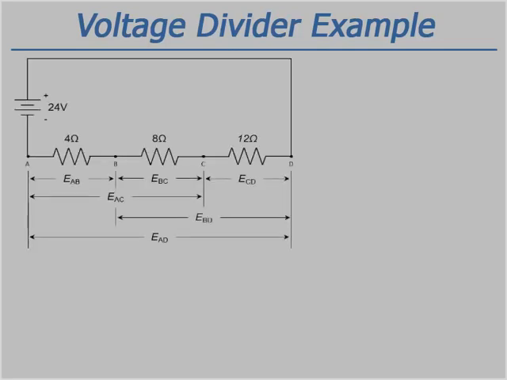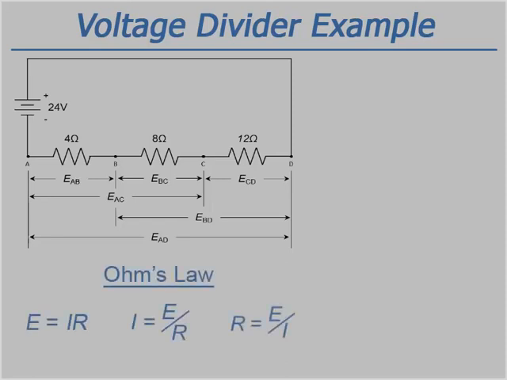Let's look at an example voltage divider to see how different voltages can be obtained. In this example, a 24-volt voltage source is connected to 3 resistors in series with a total resistance of 24 ohms. Using the Ohm's law equations shown on this slide, calculate the total circuit current flow, then each voltage drop shown in the diagram as they appear.